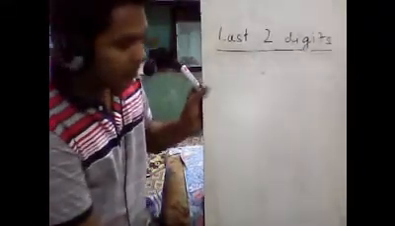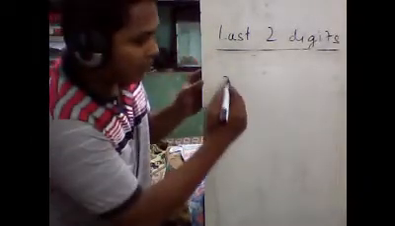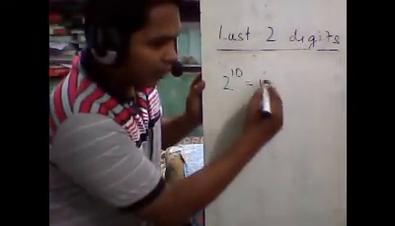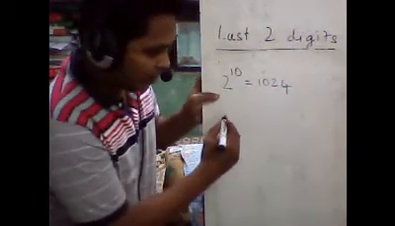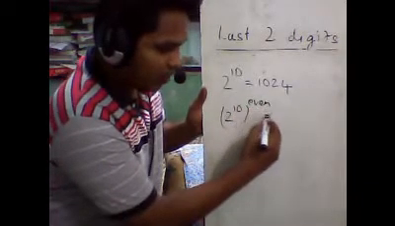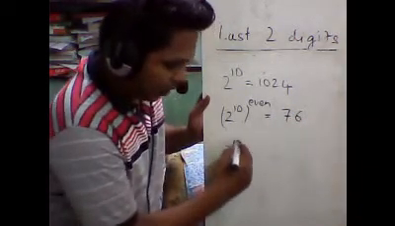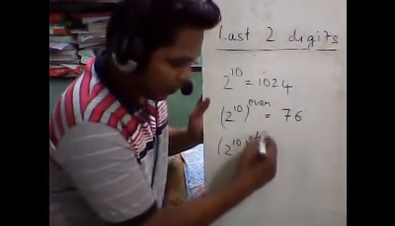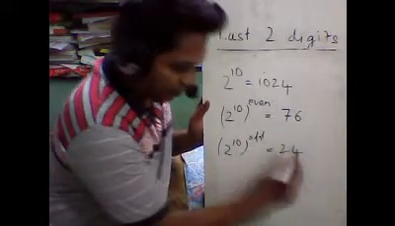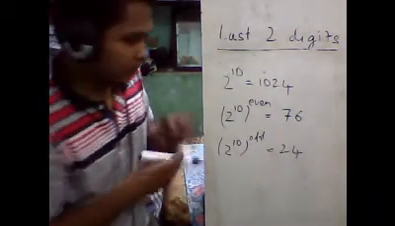When you consider the powers of 2, there is a pattern after 2 to the power of 10. 2 to the power of 10 is 1024. If 2 to the power of 10 is raised to an even power, the last two digits are 76, and 2 to the power of 10 raised to an odd number ends with 24. This is very important. Please make a note of it.